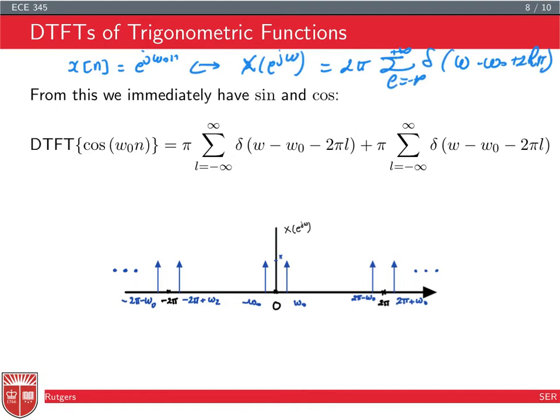Now we get to another question, which is to find the DTFT of the cosine function. You know by Euler's formula that the cosine function can be written as a sum of two complex exponentials. So I can write this as 1 over 2 times e^{j omega 0 n} plus e^{-j omega 0 n}, and then by linearity, the DTFT of the cosine is going to be the DTFT of this part plus the DTFT of this part, and you have 1/2.